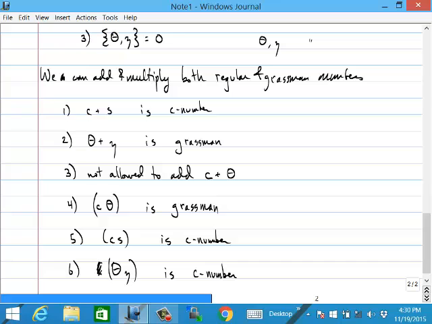So you can just verify explicitly that if you have a bunch of commuting objects and anti-commuting objects just as operators, then the product of any two anti-commuting guys is something that commutes with everything else. So the product of two Grassmann numbers is a classical number, or a commuting number.